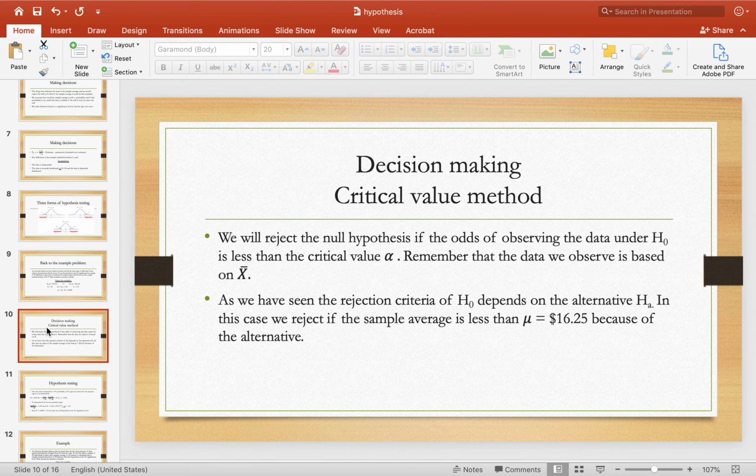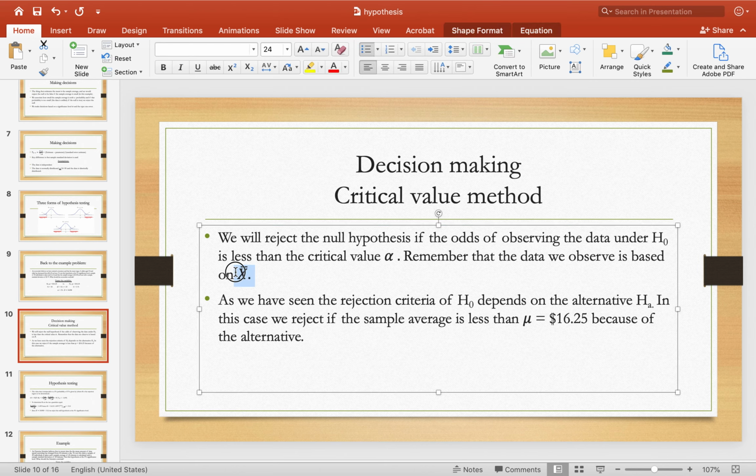Well, we're going to make a decision, and this is the critical value method that's discussed in your book. There are several other methods. In this method, we're going to reject the null hypothesis if the odds of observing the data under the null hypothesis is less than alpha. That's the amount of risk you're willing to take for a type 1 error. In this case, it's 5%. And we're going to base our decision on the sample average, because after all, that's what estimates the population average.